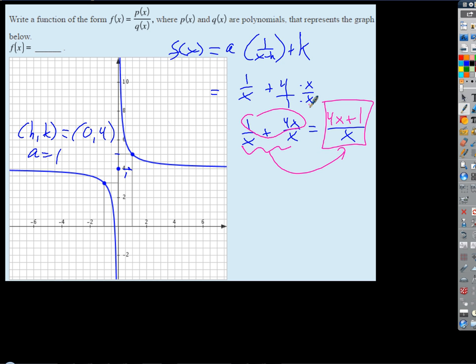Okay, one more of those. Okay, well, maybe not. So here's the other kind I want you to look at. This is one where we're just going to look at the algebra this time, right? We're going to start off with a rational function that's written in the form p of x over q of x. So I've got a polynomial over a polynomial, and we want to write it as a transformation of 1 over x with a's and h's and k's, right? Okay, so how do we do that?